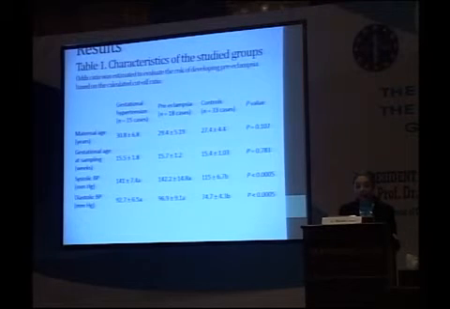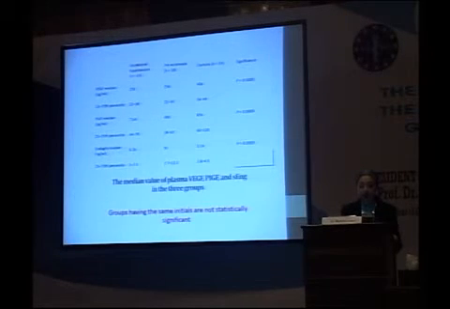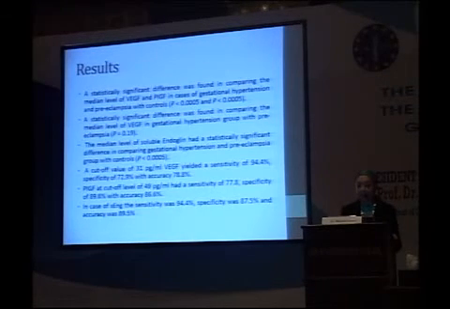This table shows the characteristics of the studied group. Odds ratio was estimated to evaluate the risk of developing preeclampsia based on the calculated cutoff ratios. This table shows the median value of plasma vascular endothelial growth factor, placental growth factor, and soluble endoglin in the three groups with the significant values. A statistically significant difference was found in comparing the median level of vascular endothelial growth factor and placental growth factor in cases of gestational hypertension and preeclampsia with controls.